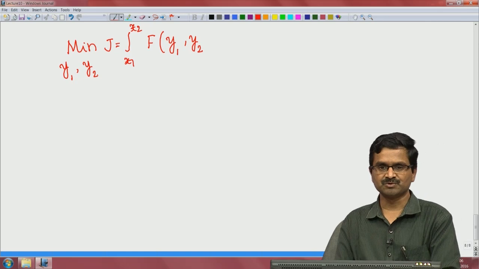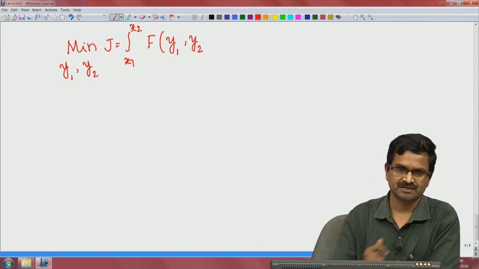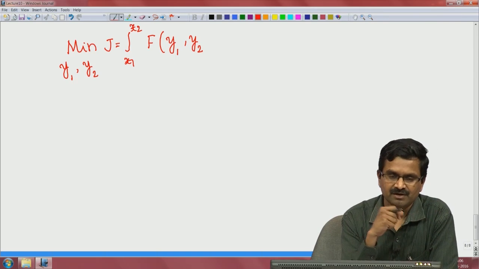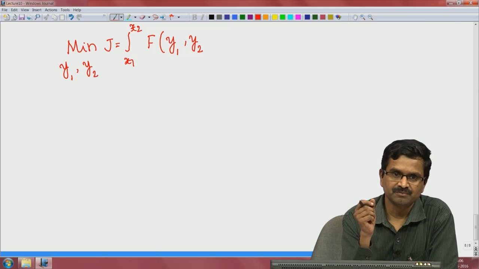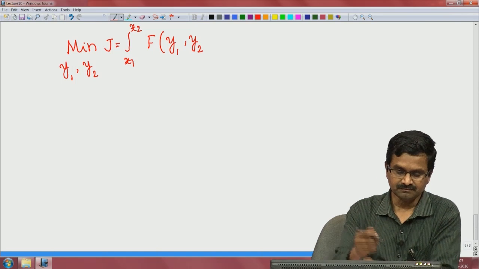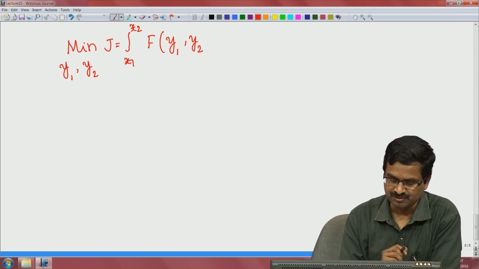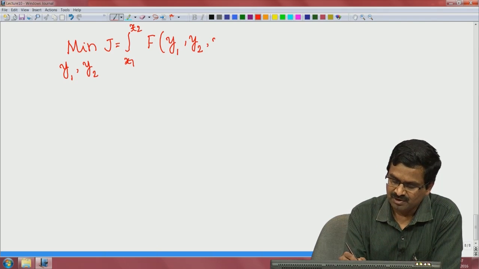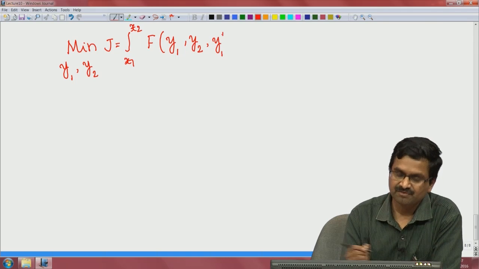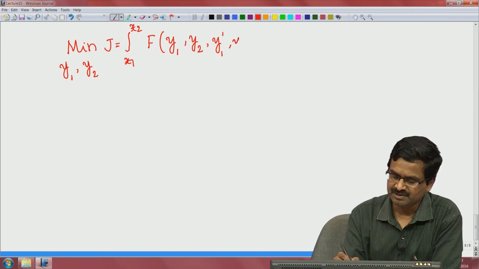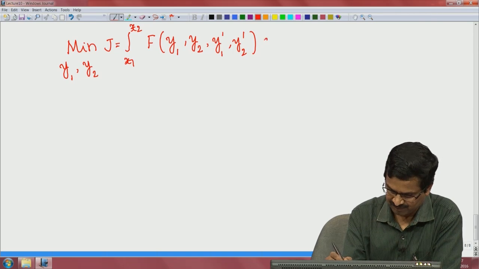There could be problems, which we will see definitely in structural optimization, where there could be multiple functions that you need to minimize something with respect to, then we will have y1, y2, and there could be first derivative of y1, there could be second derivative of y1. We will stop there for now, okay.